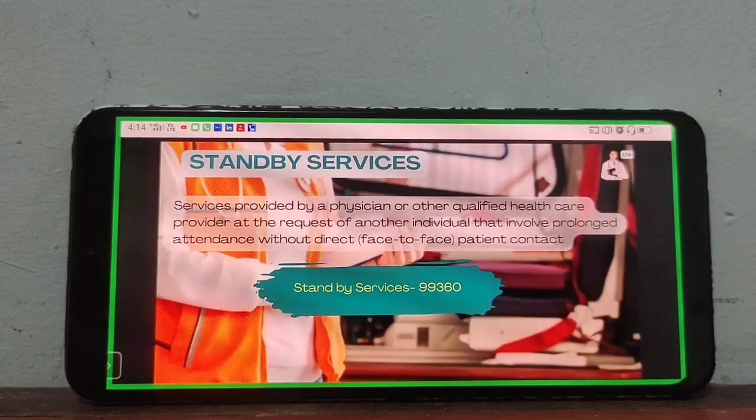So for my service, how can we report? Standby service, ma'am. Standby service. So in that case, apart from the surgeon, by the request of a physician, if another physician spends extra time and work, we should report the standby service. So by the request of the surgeon, if the anesthesiologist spends extra time and work for that patient, we should apply the code of standby service, 99360.